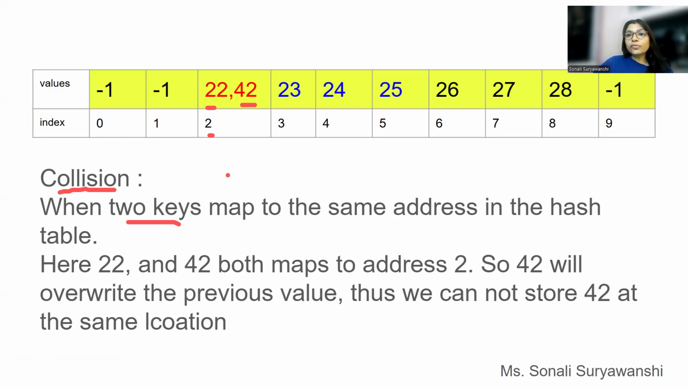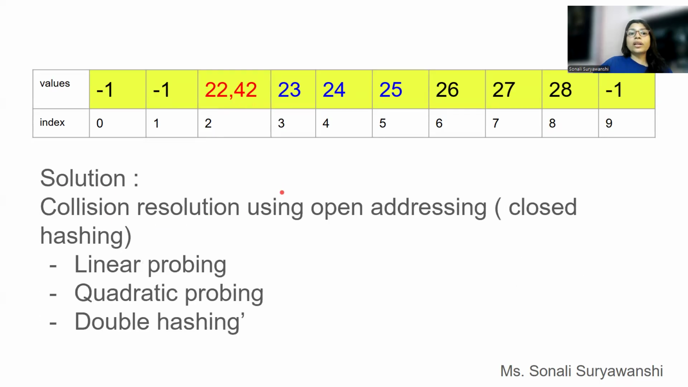So at any given point of time, if I try to put 42 into the location, it is going to overwrite 22, which is not right. I'm losing the data. So what should I do? To resolve this problem, there is a concept called collision resolution. There are various techniques under that.